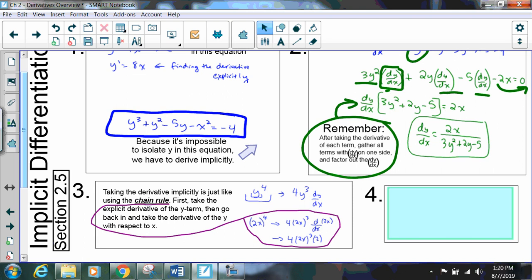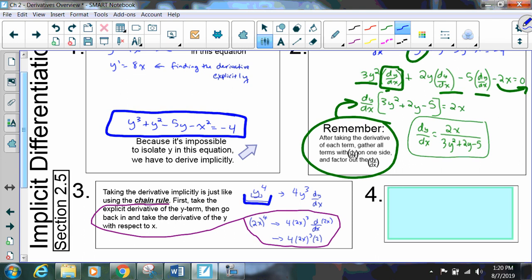Taking the derivative implicitly is just like using the chain rule, because when you take the derivative of y to the fourth, you take the derivative right away, which is 4y cubed, but then you go back into the y. So you take the derivative first of y to the fourth, and you go back in and take the derivative of y with respect to x.